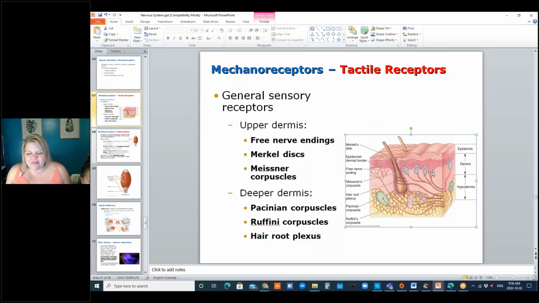Okay. And then the deeper receptors are the Pacinian corpuscles, which are lamellated, which means that they are going to be picking up pressure. So deeper sensation is going to influence or stimulate these receptors. Ruffini corpuscles, and also the hair root plexus, which is wrapped around the hair follicle itself. So deeper stimulation is needed for these receptors to be triggered, where light touch tickles are going to trigger the free nerve endings, Merkel discs, and Meissner corpuscles.